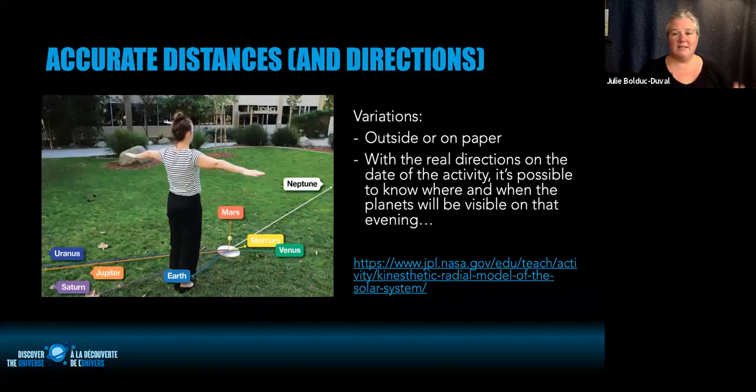There are some activities, and I look forward to doing this one in an in-person workshop one day when we can start doing those again. You keep the distances right, but not the size of the objects, but you also put the directions. And there are ways to do it. You can look online for the angle of where the planets are today, and you can make a model of the solar system today. And from that, there are ways to find out when and where the planets will be visible from Earth. I won't go into more detail, but you can see that link there.